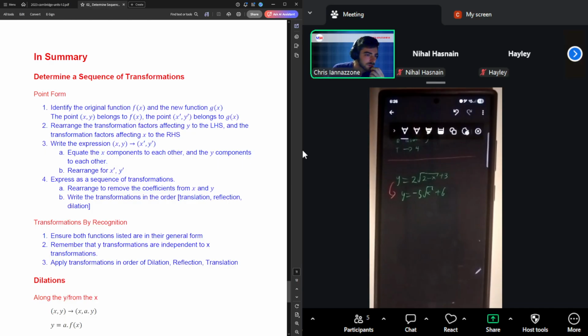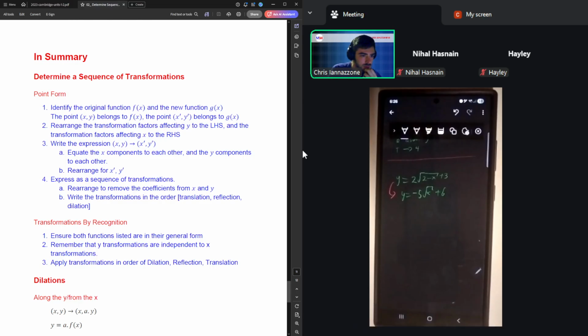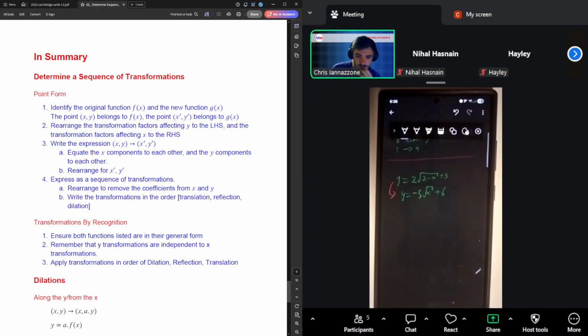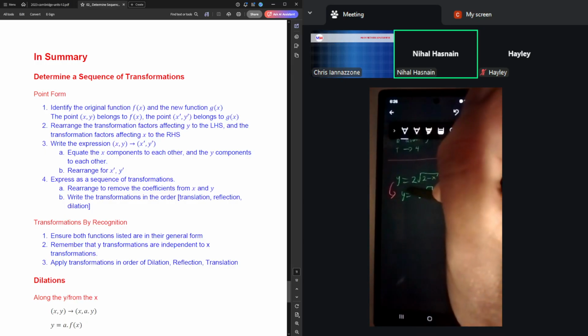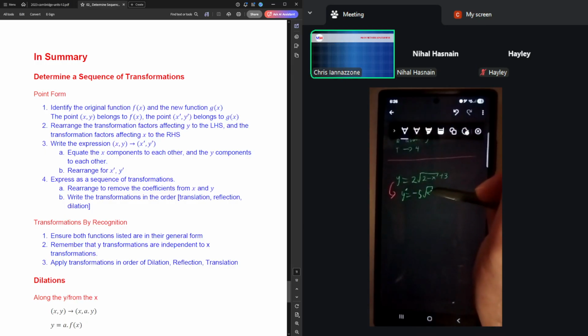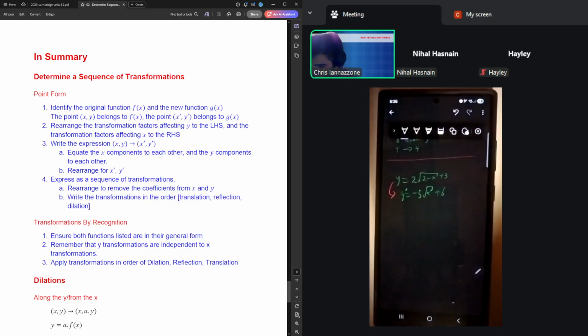Step 1, identify what's the original, what's the new function. This is where we're getting our x dashes and y dashes in the right spots. So which of these functions is going to get our x dash and y dash? The second function will get x dashes and y dashes. That's it. Nice and easy to just plug those dashes in there.